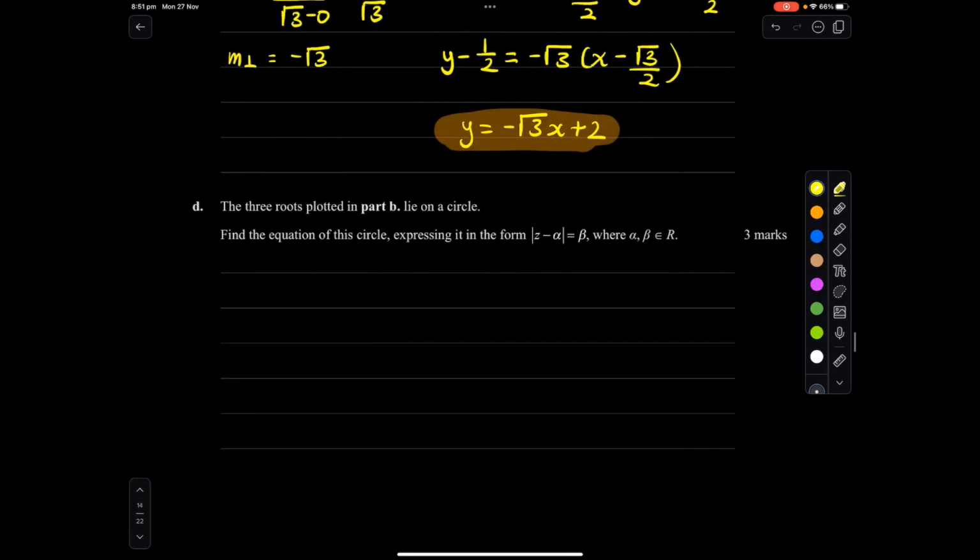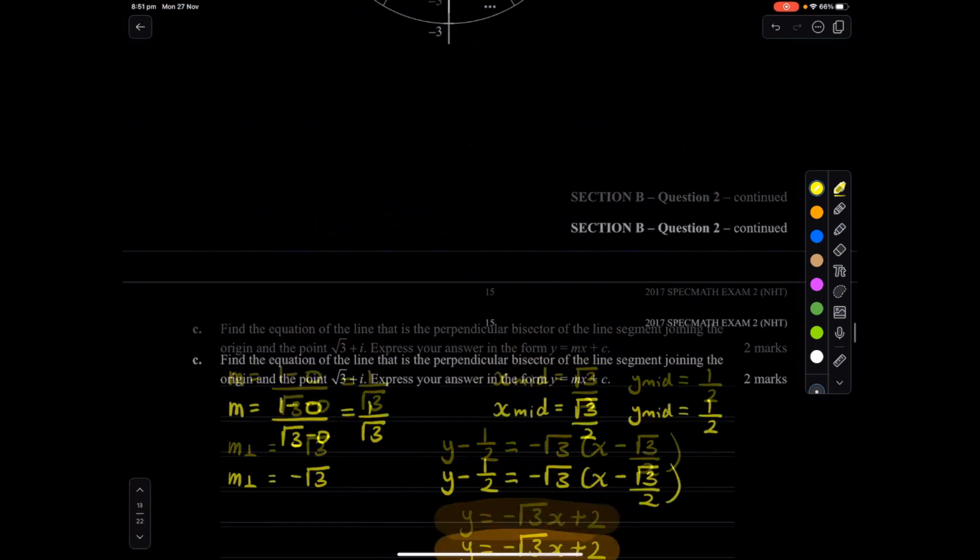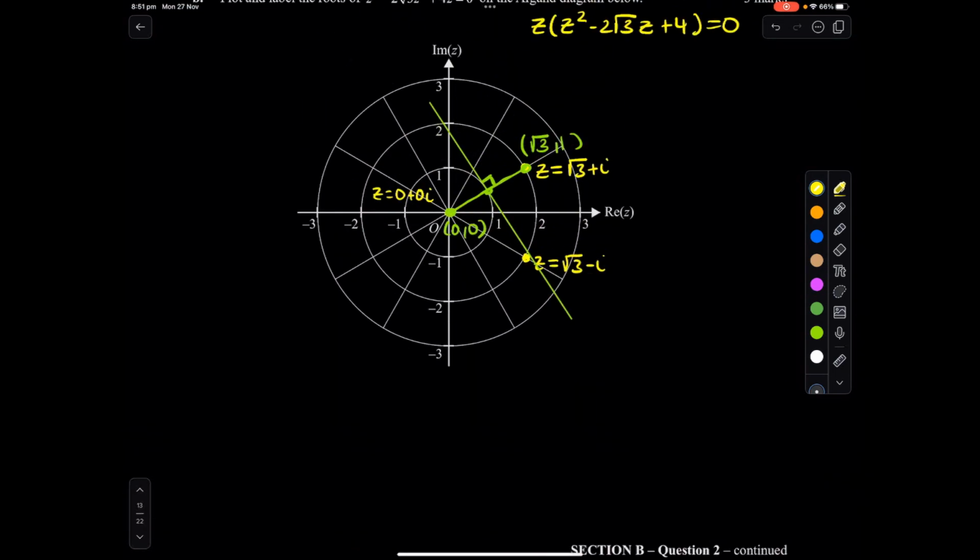Next question. The three roots plotted in part B lie on a circle. Find the equation of the circle, expressing your answer in this form. All right, this is so confusing. Let me rub a lot of these out and draw the roots back here.